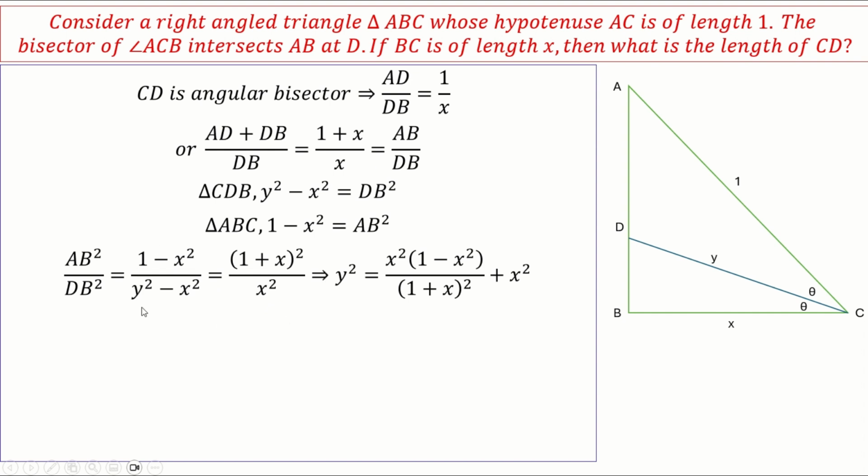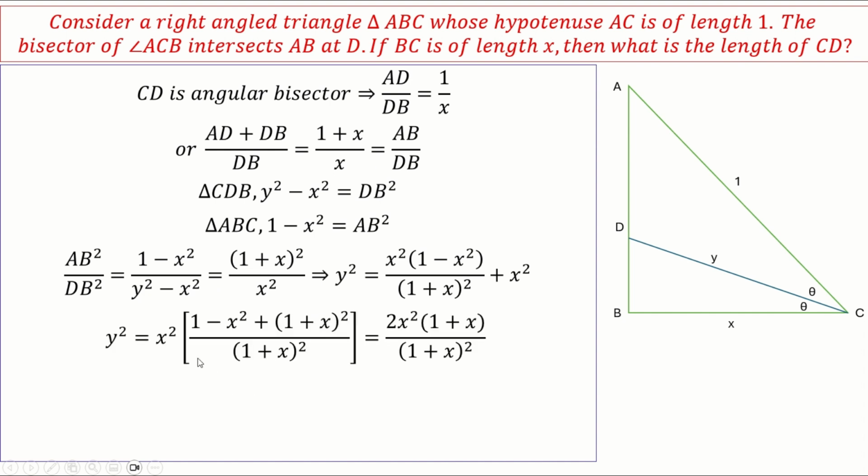Now I have all x terms and one y term. So you just need to simplify it carefully. Once you simplify, you get the value, but simplification is not so easy. So this is a lengthy procedure here. So the y you will get is square root of 2x square by 1 plus x. This is the answer.